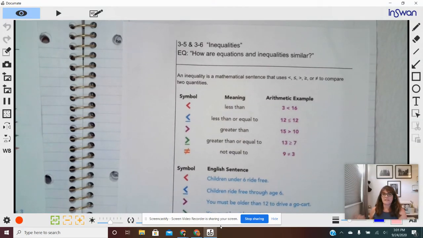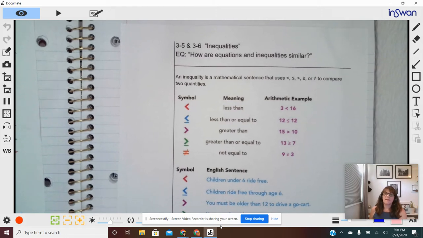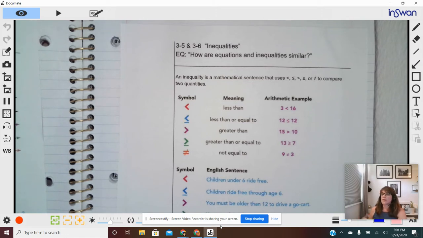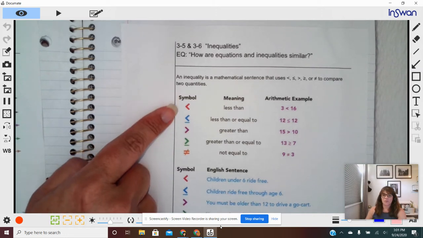So, in this lesson, we're going to talk about something that is a little bit different than equations. We're going to solve them very similarly, but not everything in life comes out to perfectly one answer. Sometimes it's a range of answers. And because of that, we have inequality symbols.